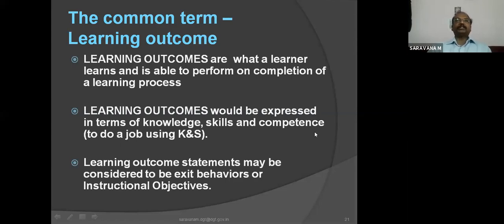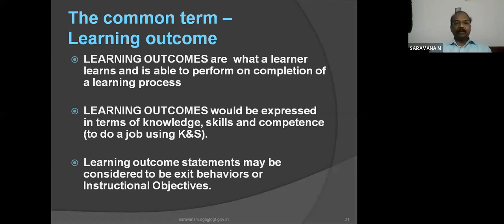Competence is that after completion of a particular trade, he or she is competent enough to draft children's garments or any garments, ladies garments or gents garments, or related components, or to design a banner. That is the competence. After successful completion of the course, what she will be able to perform properly as per the market requirement or the industrial requirement is called competence. So learning outcomes are expressed in terms of knowledge, skill, and competence.